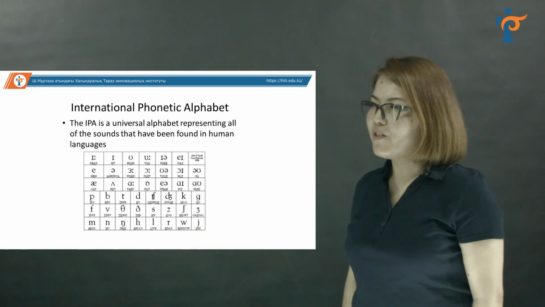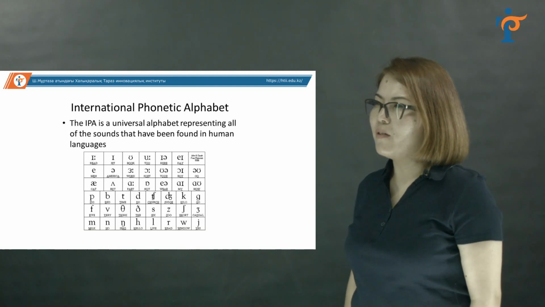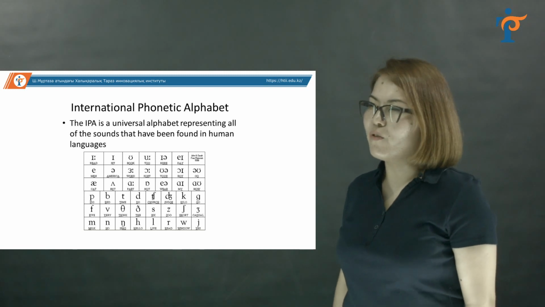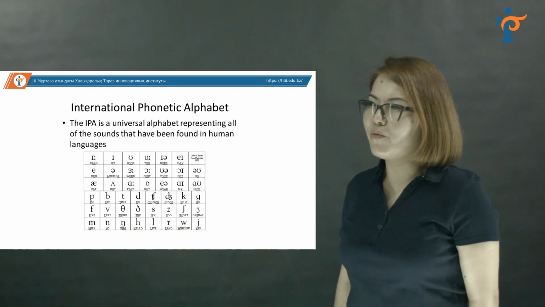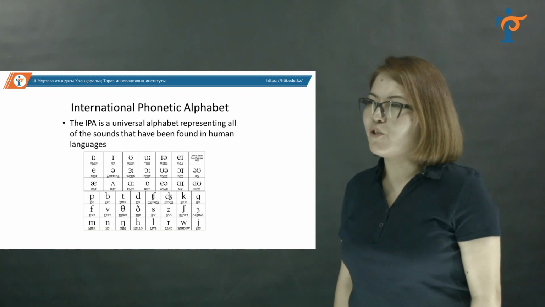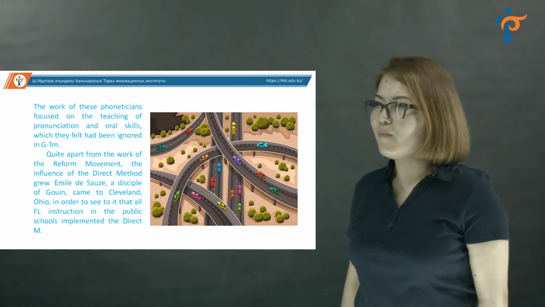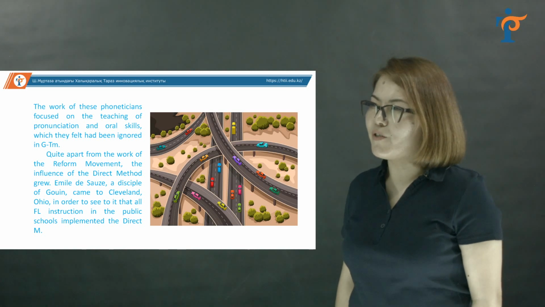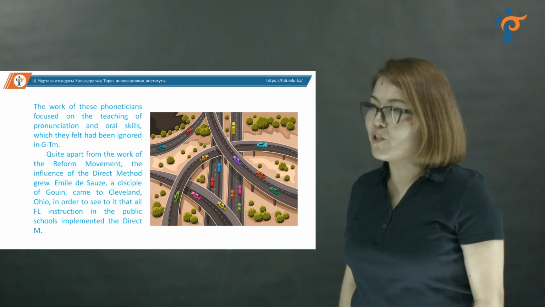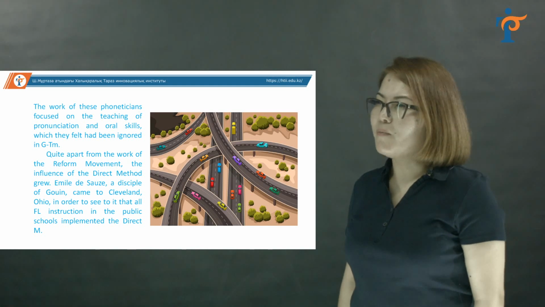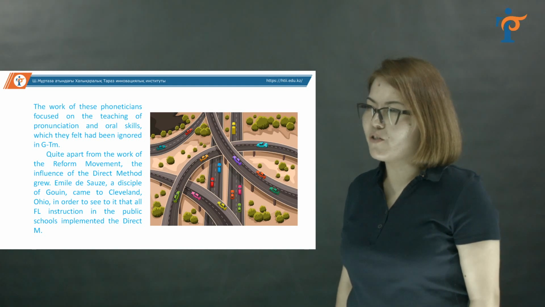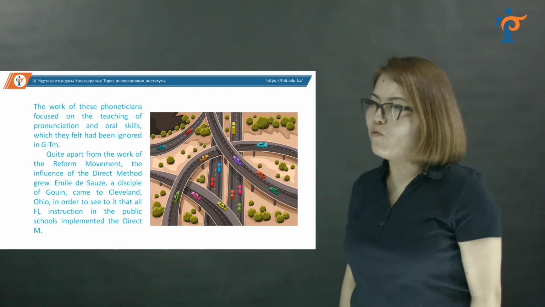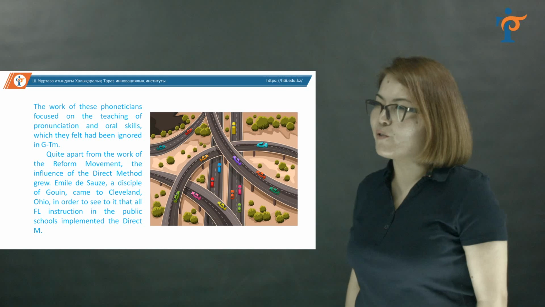So this is the International Phonetic Alphabet, or otherwise we call it shortly the IPA. It is a universal alphabet representing all of the sounds that have been found in human language. The work of these phoneticians focused on the teaching of pronunciation and oral speech, which they felt had been ignored in the grammar translation method. Quite apart from the work of the reform movement, the influence of the direct method grew.